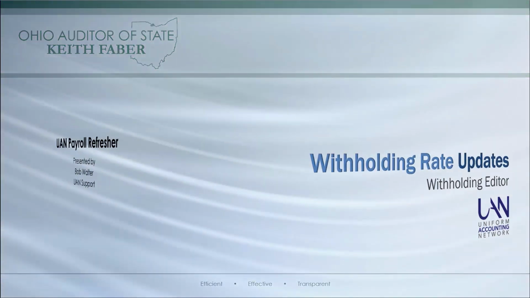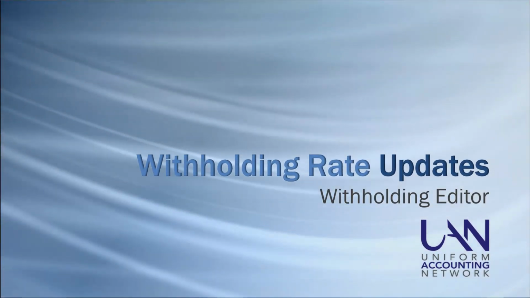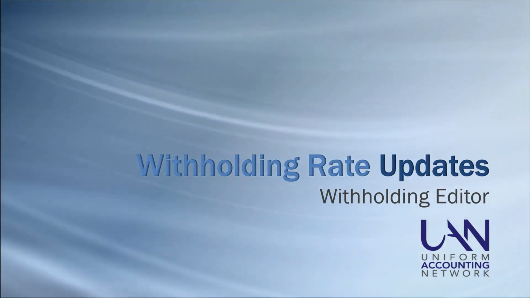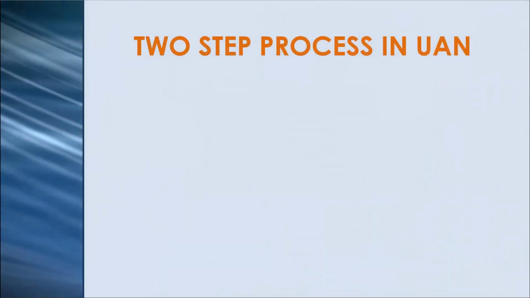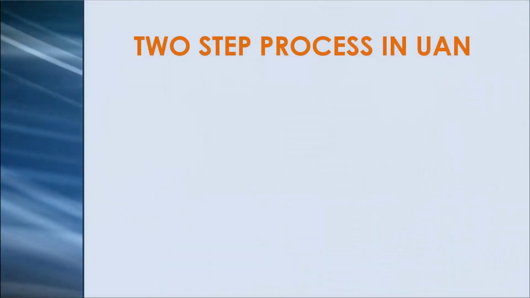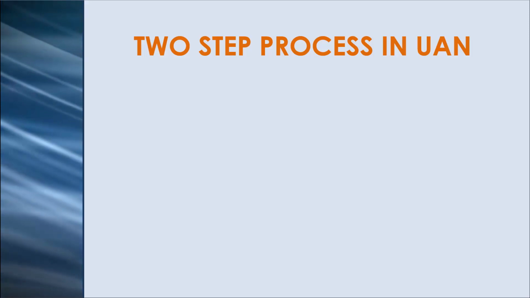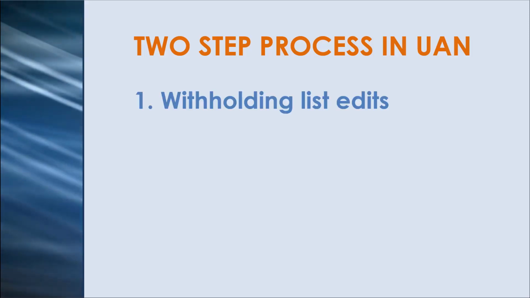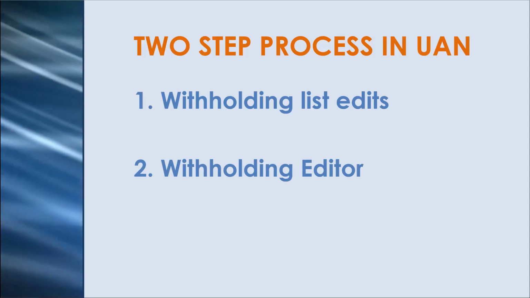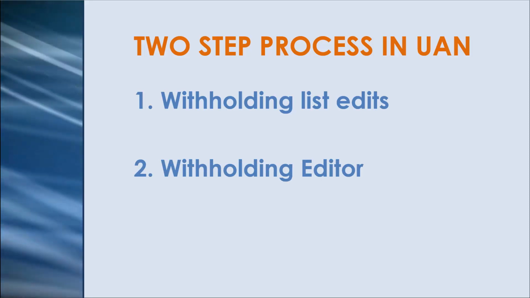Hello, this is a short video in which we will demonstrate how to update the rate or amount of your employee payroll withholdings. This is a two-step process in UEN. It involves editing the withholding in a withholding list, and then using a handy shortcut we refer to as the withholding editor. What's the difference between these two?